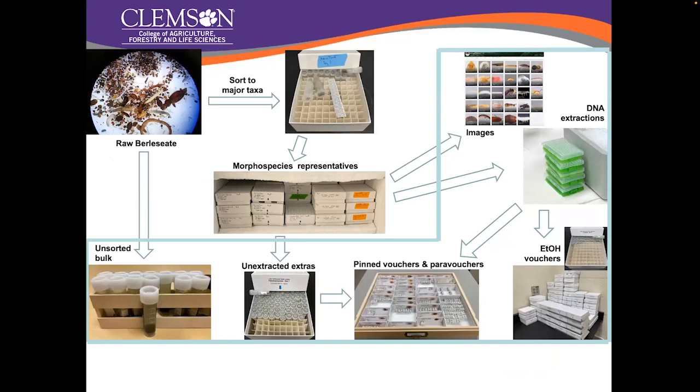So we have the raw Berlese samples, and all of that bycatch is being saved and sorted into unsorted bulk and given sample numbers. The rest we pull out and sort into the major taxa and then sort into morphospecies. Some of them, where we have a whole lot of them, go into the unextracted extras bycatch.